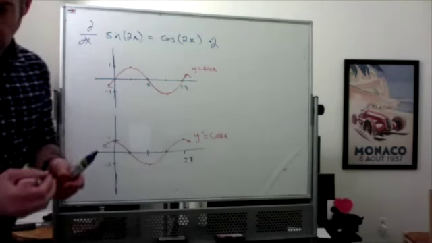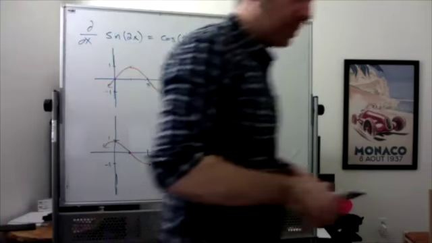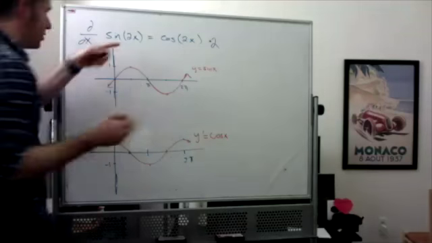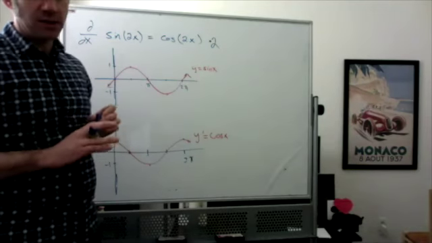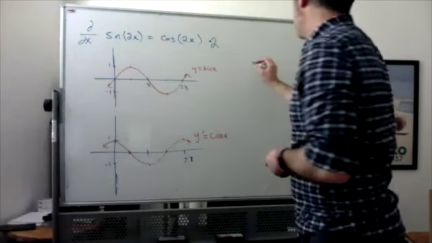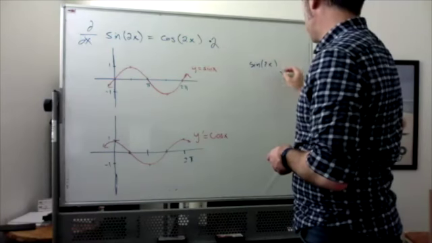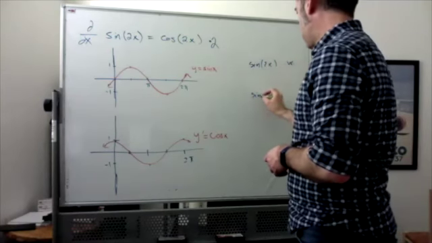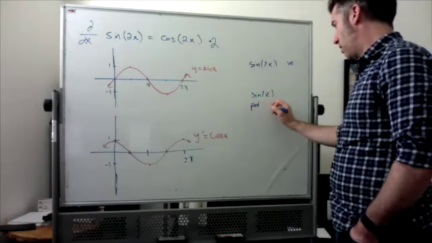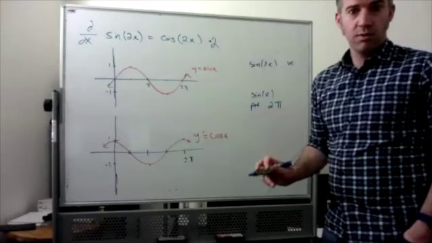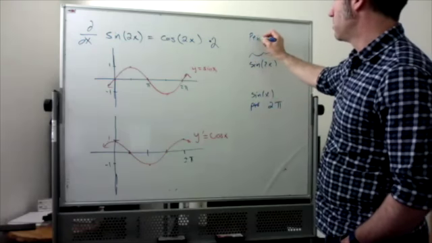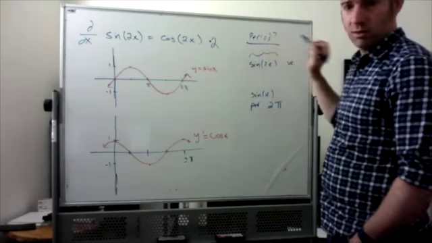Okay, so now check this out. This is where it gets kind of cool. I want to draw sine of 2x now. So how is sine of 2x different than sine of x? Well, sine of x has a period of 2 pi. Sine of 2x, what's the period for sine of 2x? Anybody?